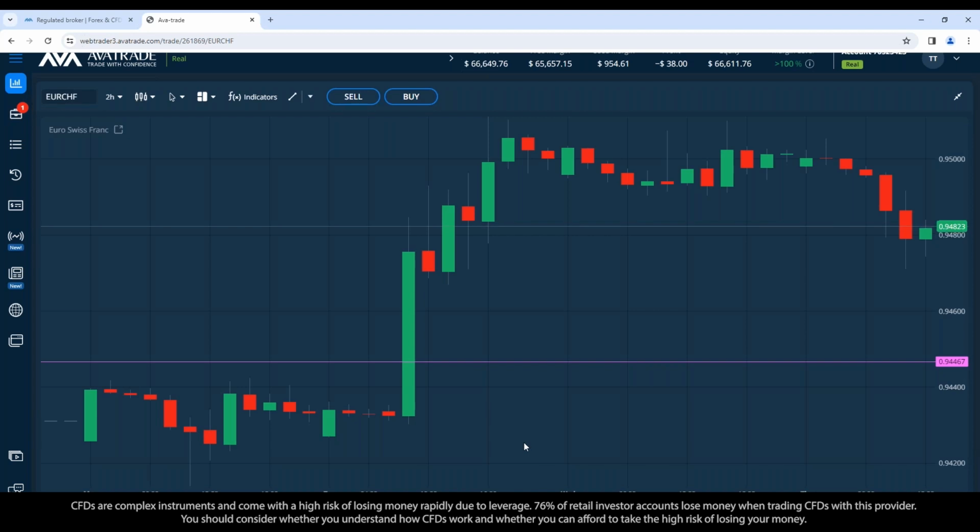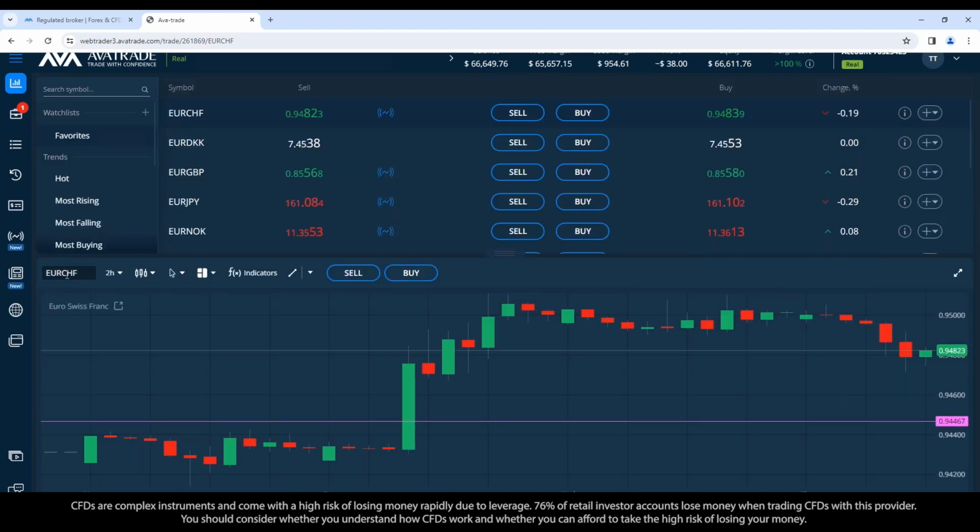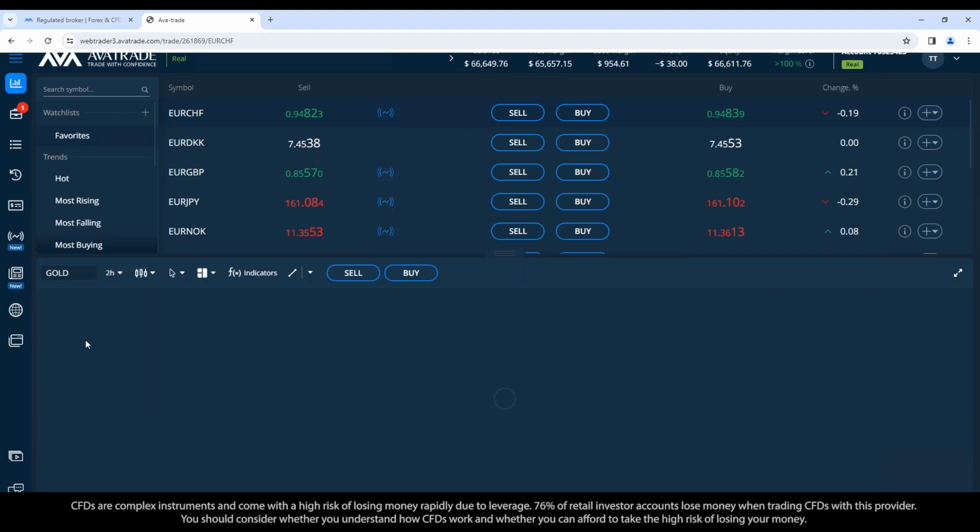Any questions, comments on what we covered? I'll pause for a moment. Okay, let's look at another instrument. I don't see any questions popping up for the time being. We could check out something like gold.